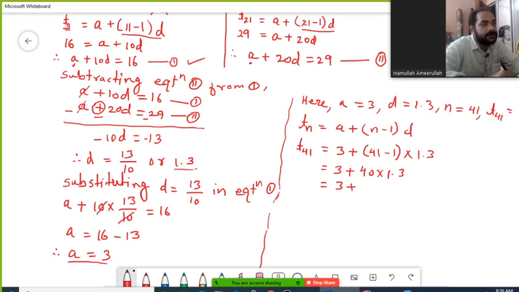So 3 plus 4 into 13, 52. I'll take 0 here, so it will become 520, but here we have a decimal. So when I put the decimal after one digit, it will become 52.0. So we don't need to put either 0 or the decimal. So 52 plus 3 is equal to 55. So T41 is 55. This is your final answer. So the 41st term of the given arithmetic progression is 55. Hope it is clear to everybody.